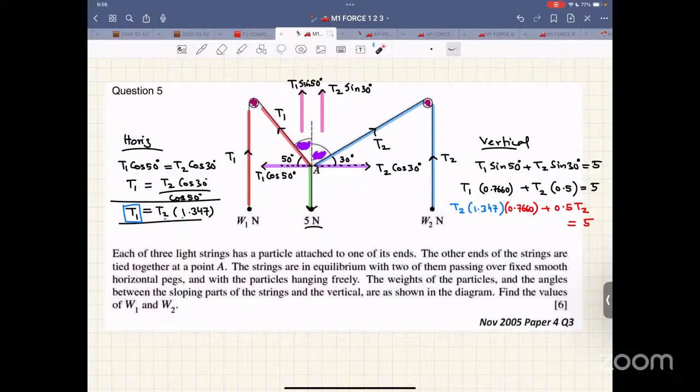So now I'll write this. T1 cos 50 is T2 cos 30. This equals this. It's in equilibrium. And this plus this equals 5. Once I get the values of T1 and T2, T1 is the same thing as W1, T2 is the same thing as W2. So you can work in your own symbols and then change at the end.